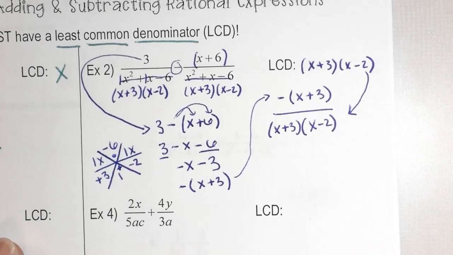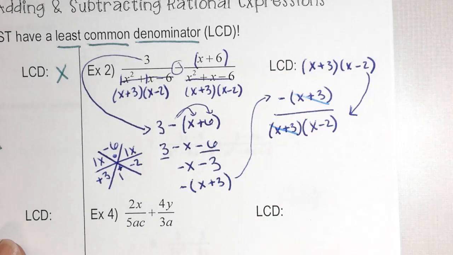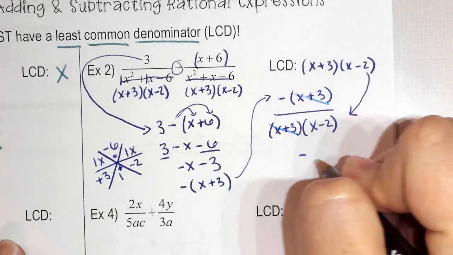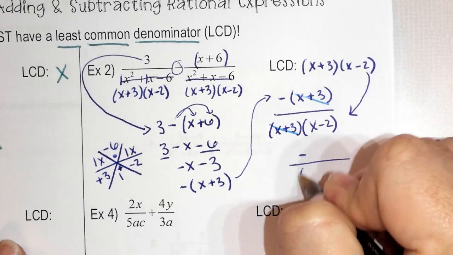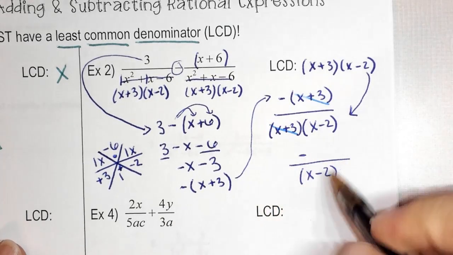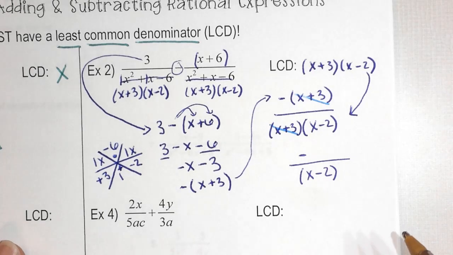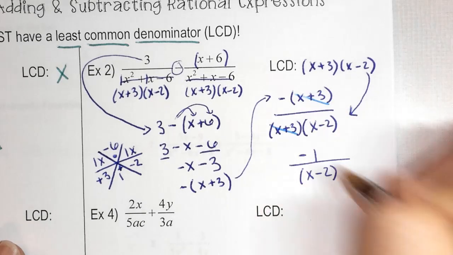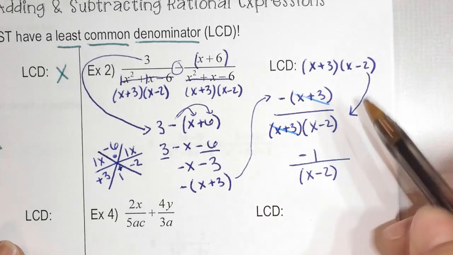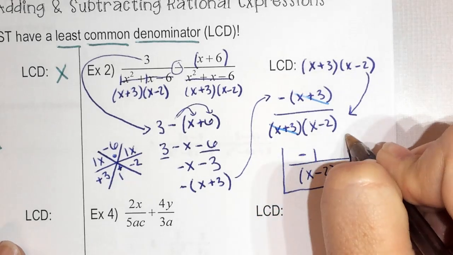Does this simplify now? Yes. What cancels? The x plus 3. And what am I left with? Well, I have a negative on top, but where is the x minus 2? And where does it have to stay? On the bottom. Now, because it's alone, you don't have to put the parentheses. Now, is this okay, or what do I need to do? I need to put a 1. Remember, anything that cancels equals 1, so I'm not changing anything, but I can't just leave a negative by itself. So this is my answer.